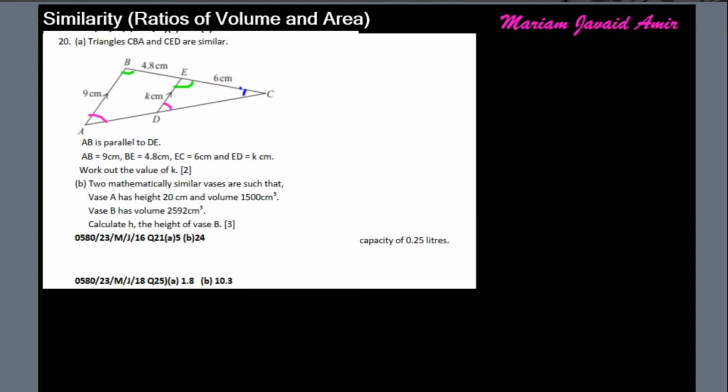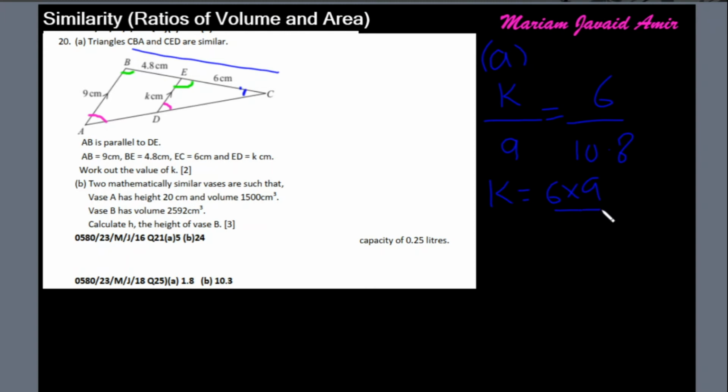Again, I'm using the ratios of similar sides. For part A, it'll be K over 9 equals 6 over the complete length, which is 6 plus 4.8, which is 10.8. Now cross multiply, K will be 6 times 9 over 10.8, which gives us 5. So K equals 5, which is the answer here.